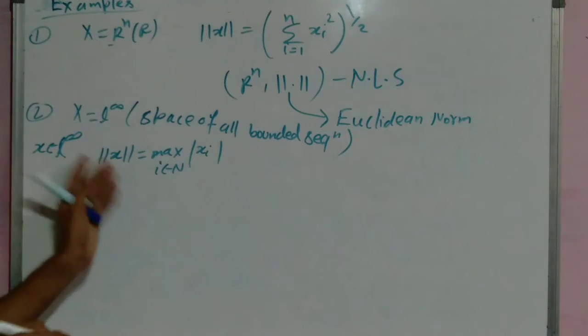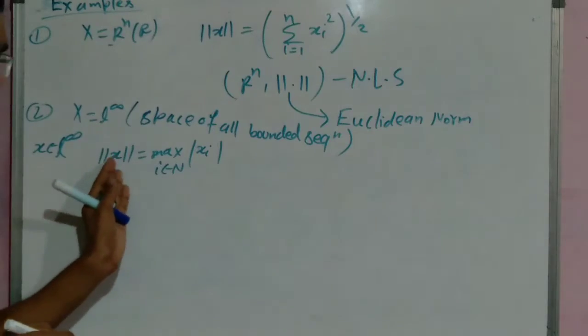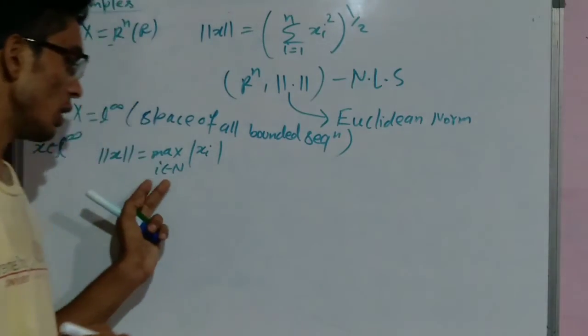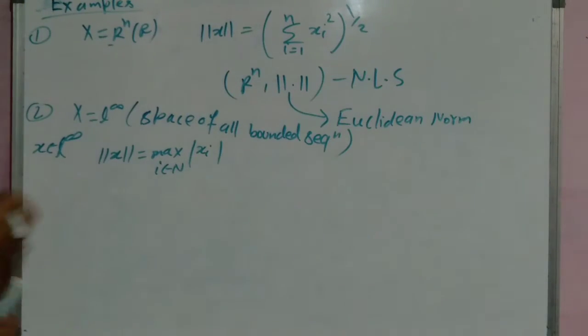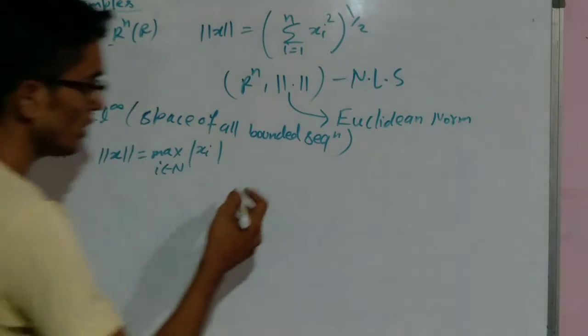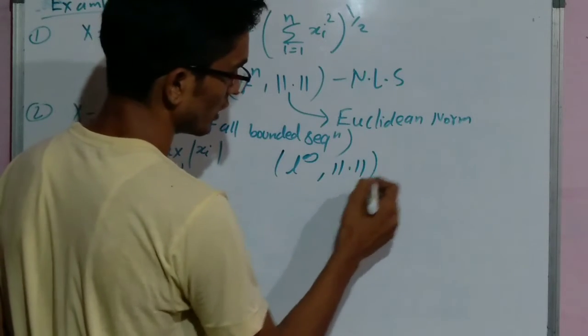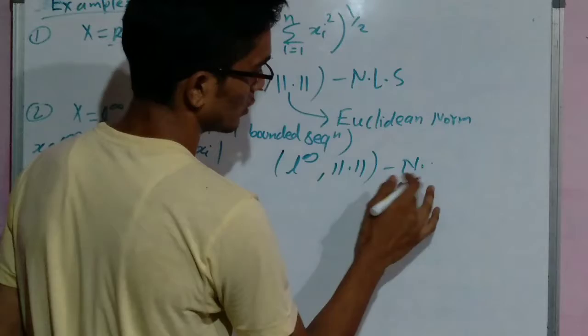So we can define a norm for this: norm of x equal to the maximum of mod of xi for all i belongs to n. So L infinity with this norm is a normed linear space.